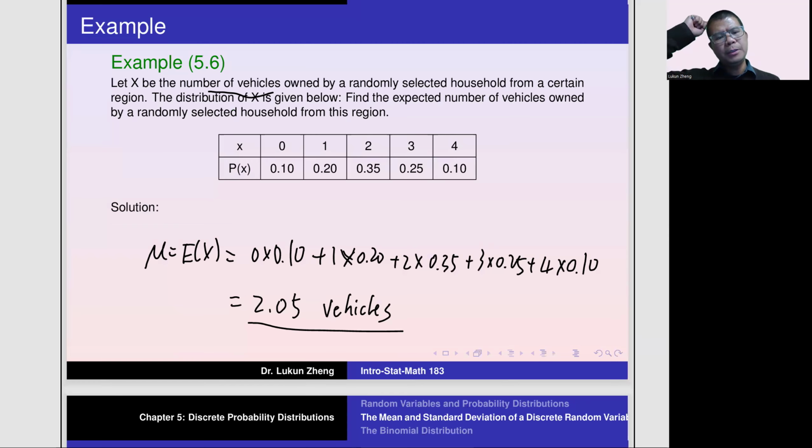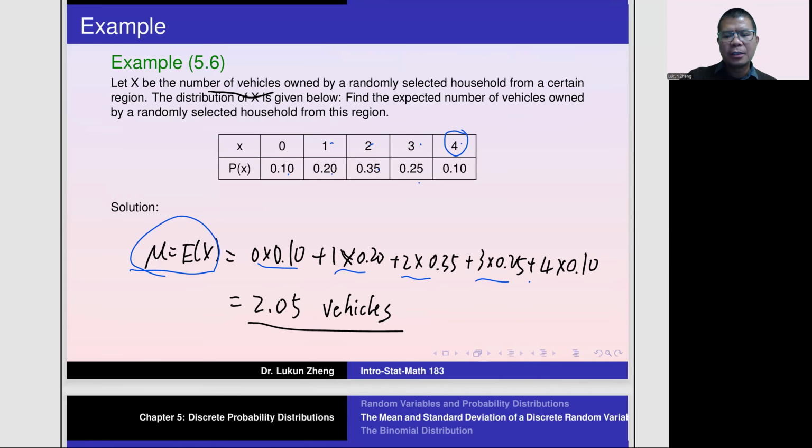Now, this example is the number of vehicles owned by a randomly selected household from a certain region. So the possible values of x are 0, 1, 2, 3, 4. And wow, your families have 4 vehicles. That's a lot. Anyway, the probabilities are 0.1, 0.2, 0.35, 0.25, 0.1, right? So the mu, the expected value, is 0 times 0.1, 1 times 0.2, 2 times 0.35, 3 times 0.25, 4 times 0.1. Take their products and add them up. You get the number of vehicles.